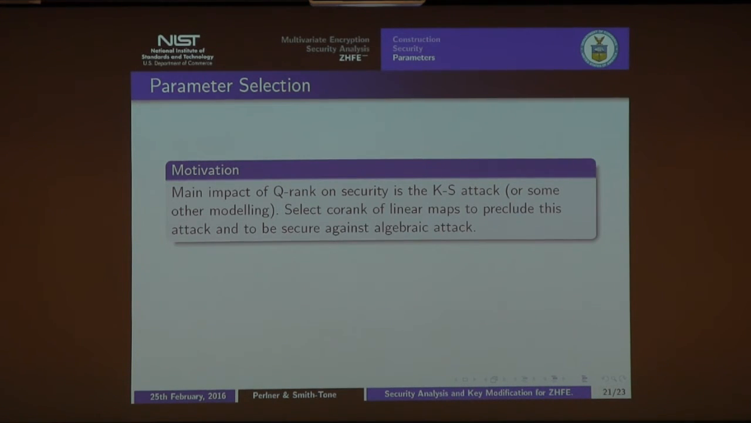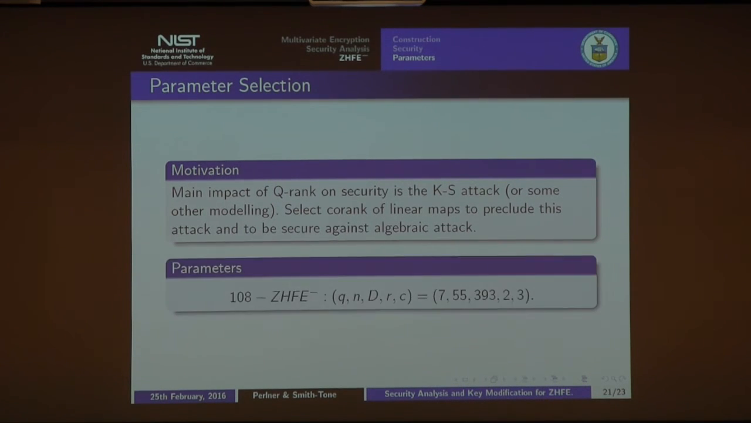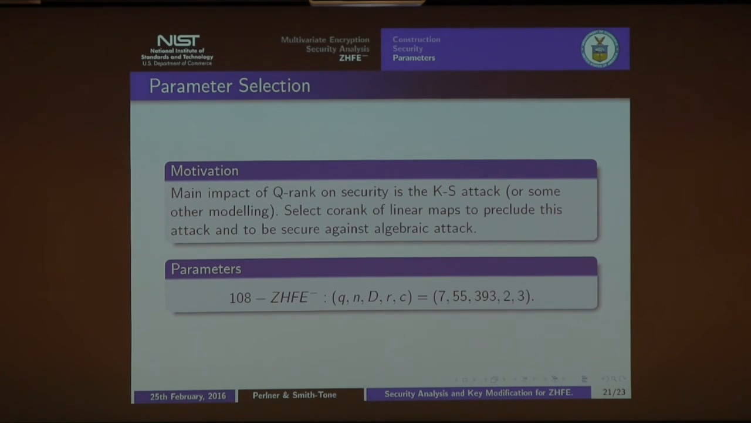We need to worry about the Kipnis-Shamir style of attack. We can select the co-ranks to preclude this attack, and also it'll help with being secure against algebraic attack because we get the Q rank high enough. So here are the parameters we actually propose for the scheme, and we are very aggressive with these parameters, to the extent that maybe this is borderline breakable, and hopefully somebody can break it to advance the science.